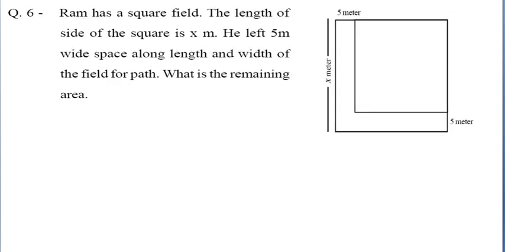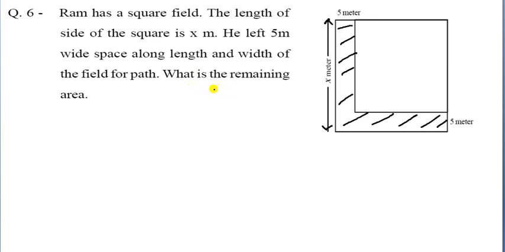Let us see this example, in question number 6. Ram has a square field. The length of the side of the square is x meter. This one is x meter, x meter. He left 5 meter wide space along the length and width of the field for a path. You can see the 5 meter wide space that is left here. So that one is 5 meter space.